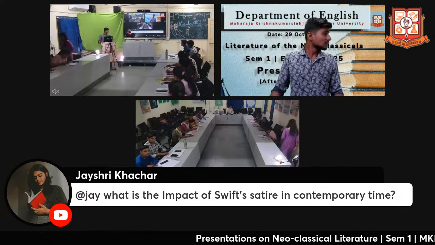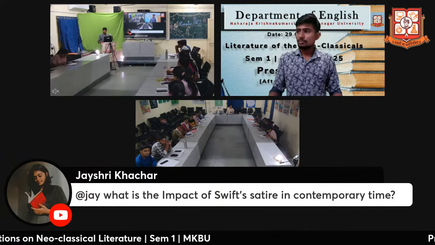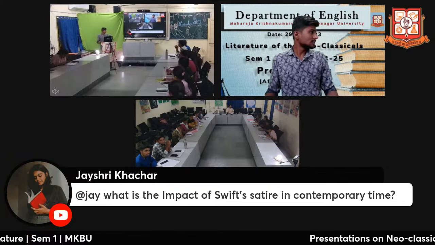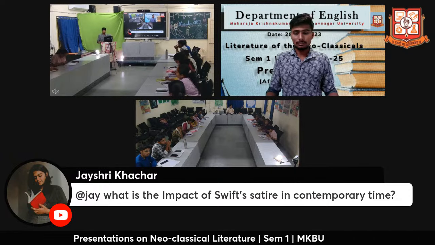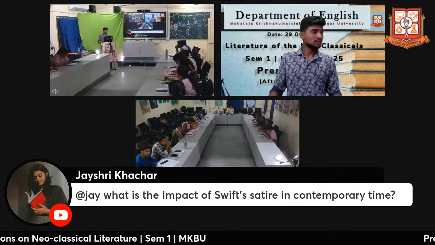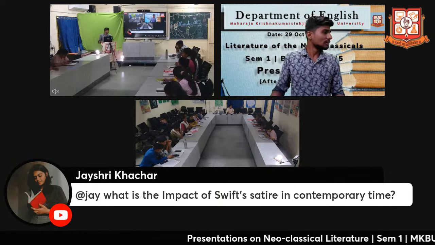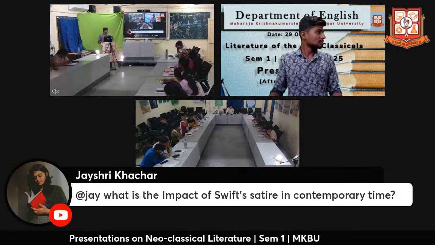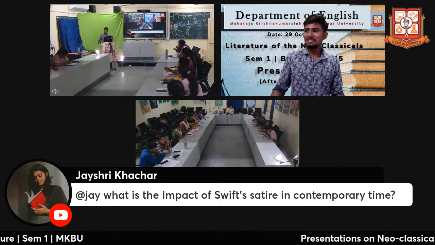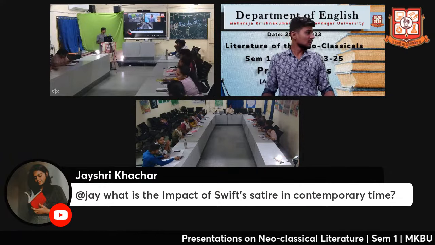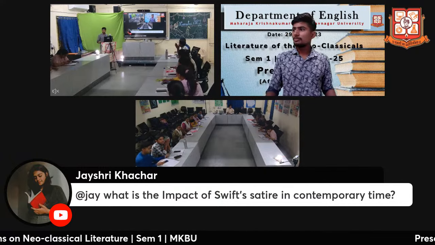Swift's satire in contemporary times: his major works are Gulliver's Travels, A Modest Proposal, and A Tale of a Tub. In contemporary times, in Bollywood, A Tale of a Tub has been used in movie making. So the main satirical techniques of Swift are used by many satirists in contemporary times.